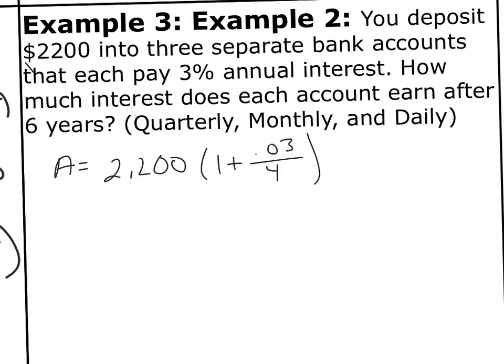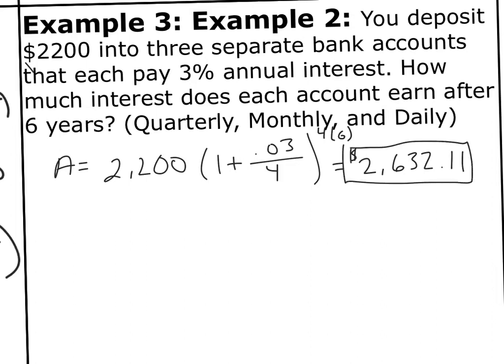So for this one right here, I've got myself 0.03 divided by 4 plus 1. And then, I forgot my 4 times 6 years. So that's going to be 6 times 4 is 24. So raise that to the 24th power, and then times by 2,200. That gives me $2,632, and I guess you could round it to 11 cents.